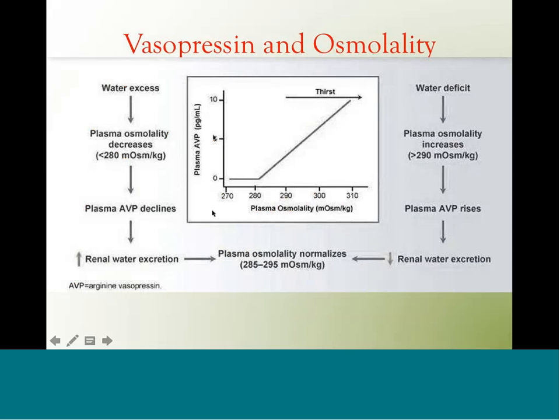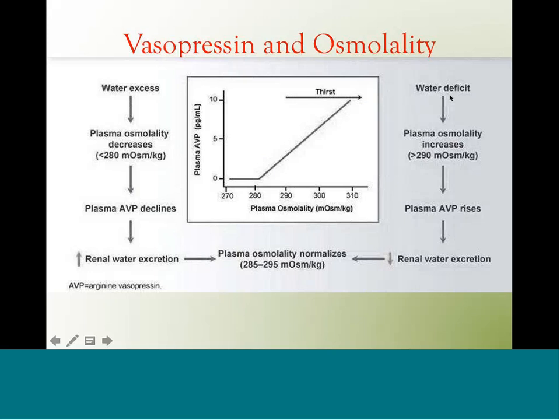Now this slide shows the relationship between plasma AVP and plasma osmolality under a normal state. In general, when the plasma osmolality is in the normal range, below say 280, the plasma AVP is usually pretty low. As you get dehydrated and thirstier, your plasma osmolality increases, and what happens is it kicks in AVP. So the AVP starts rising.